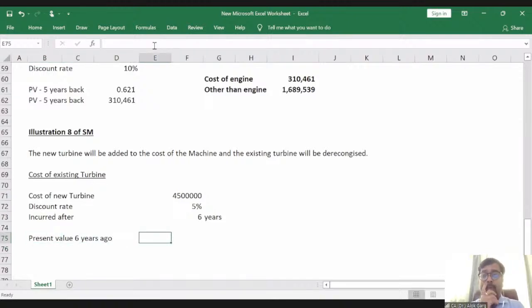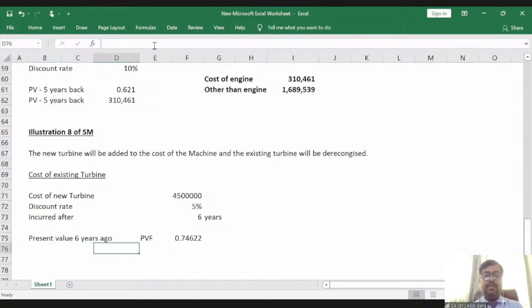So first of all, how to calculate the present value? You need to calculate the present value factor. What is the present value factor in this case? The present value factor is equal to 1 divided by 1.05, I mean to say 1 plus 5% to the power 6, because this is incurring after 6 years. So I need to calculate the present value for 6 years, right? It is coming at 0.74622, right?